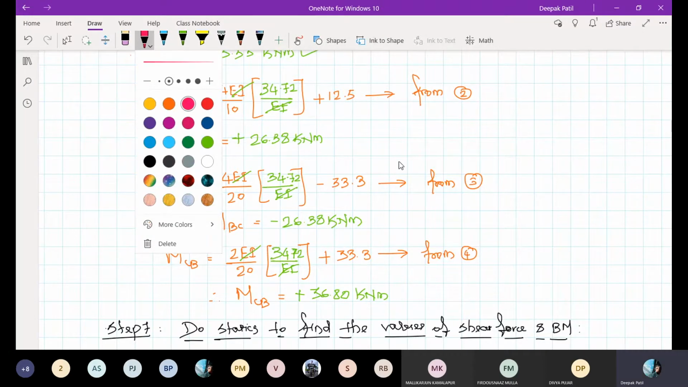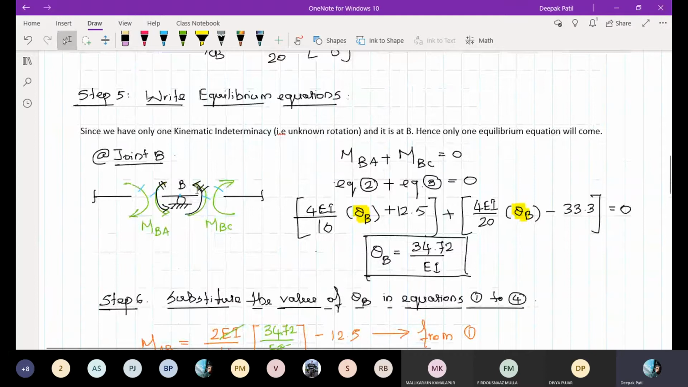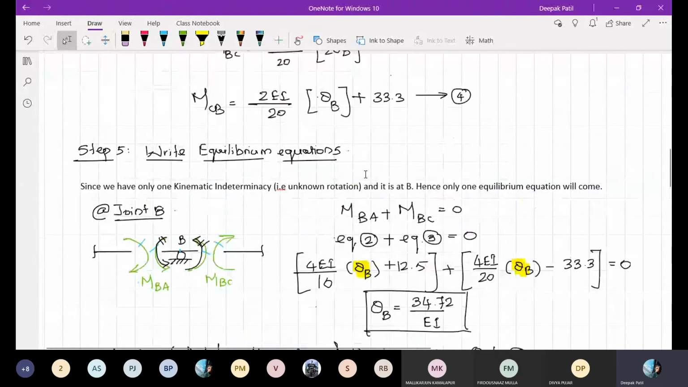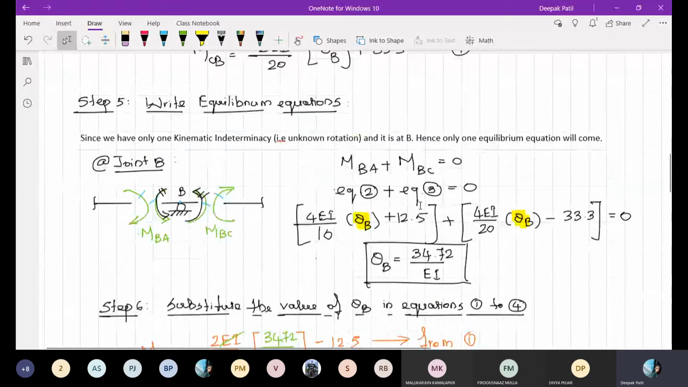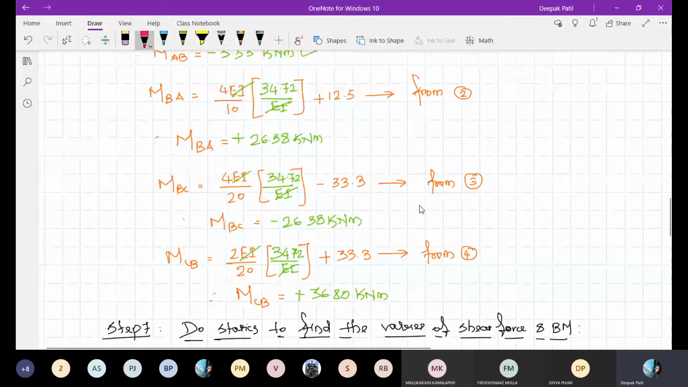Okay, now can you see what equilibrium equation we wrote? We wrote that the net moment at B should be equal to 0, so MBA plus MBC should be equal to 0. Finally we got the values of MBA and MBC. If you compare them, MBA is plus 26.38 and MBC is minus 26.38.